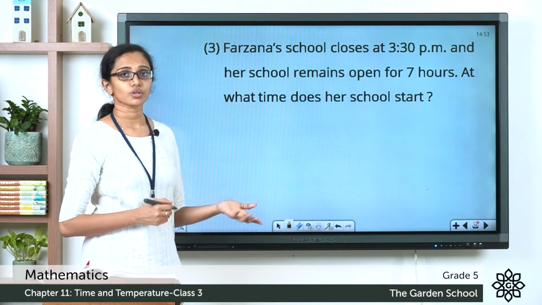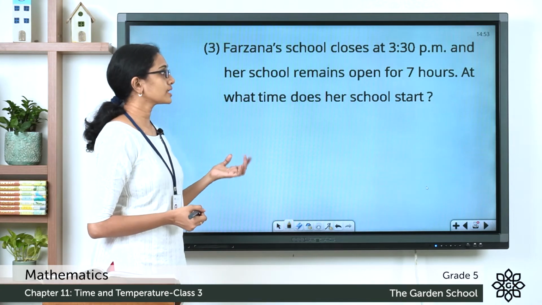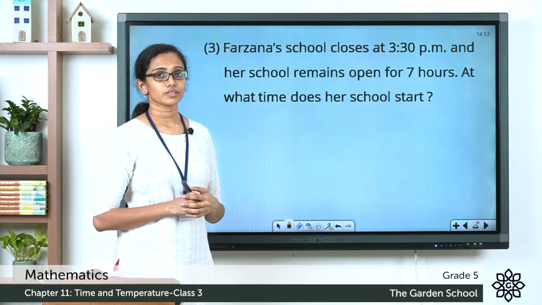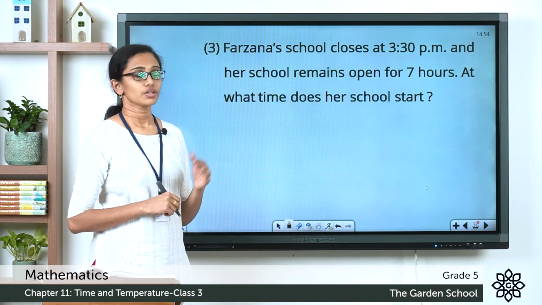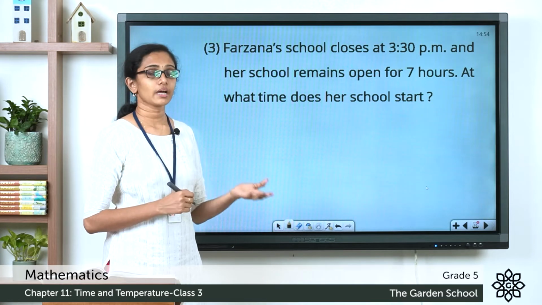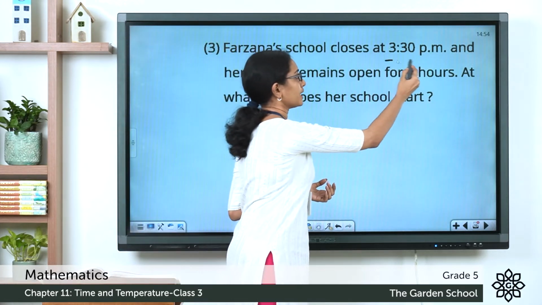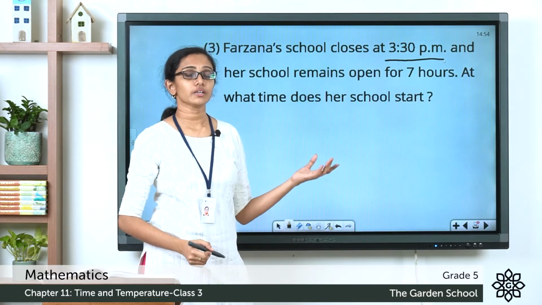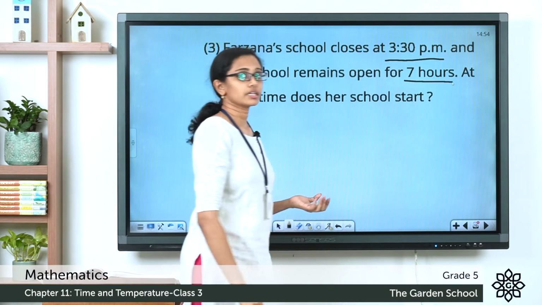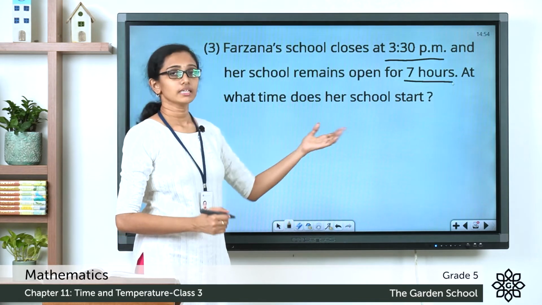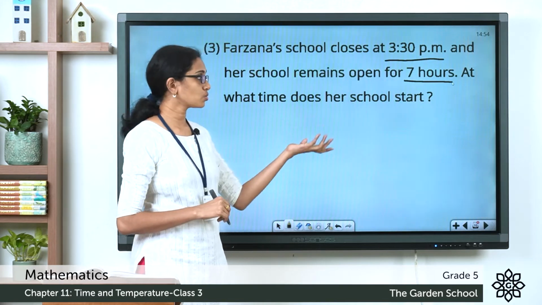Farzana's school closes at 3:30 p.m. and her school remains open for 7 hours. At what time does her school start? So the ending time, the time which the school closes is given in the question, which is 3:30 p.m. and the duration in which the school remains open, that is also given in the question. The school remains open for 7 hours. We are asked to find out at what time the school starts.